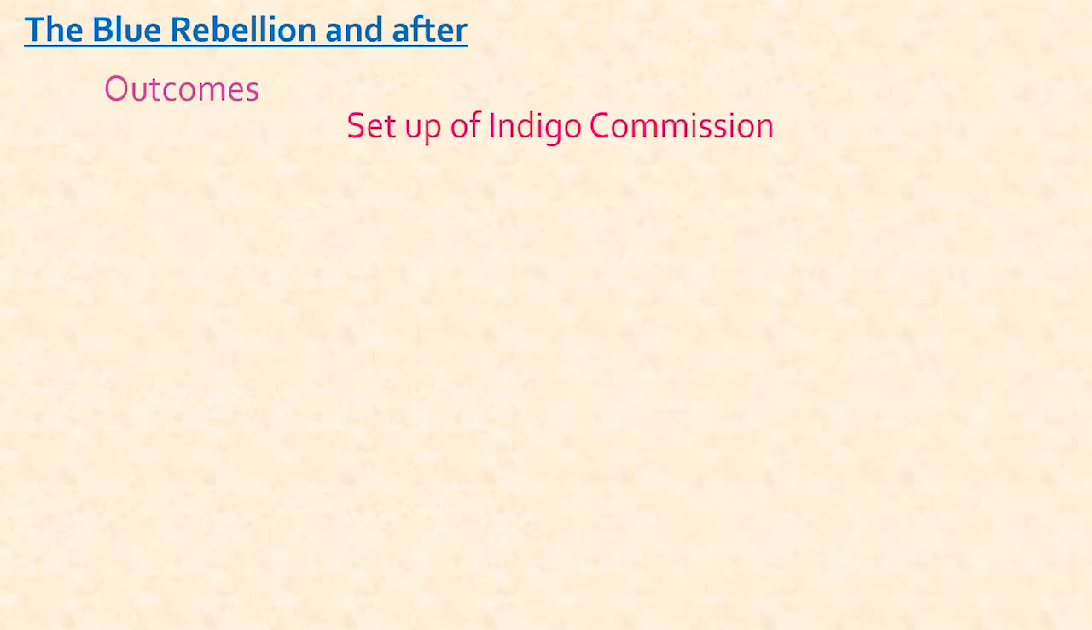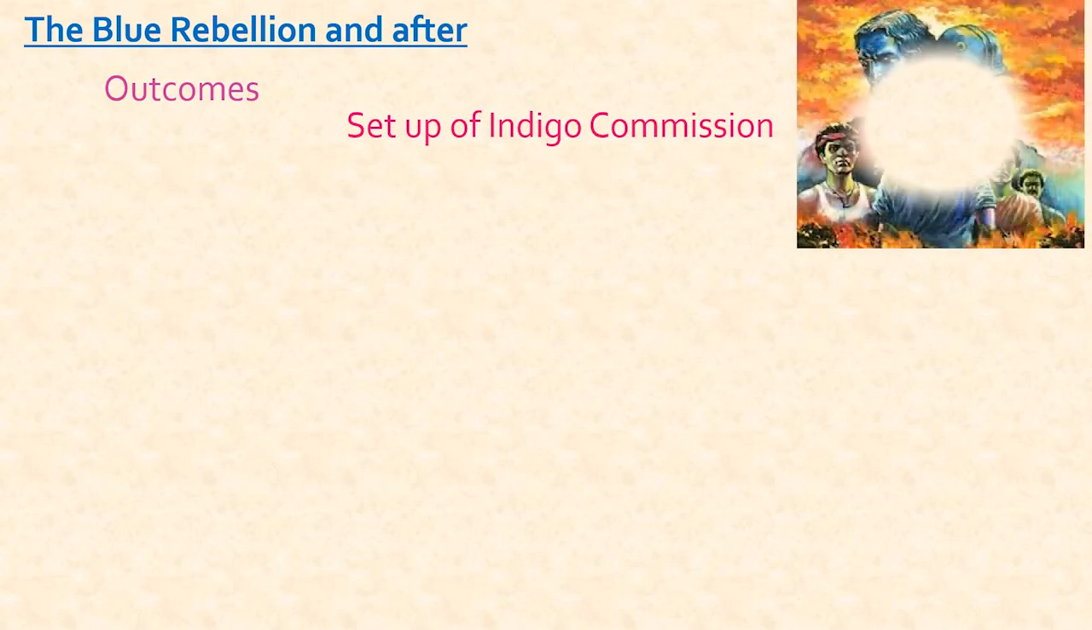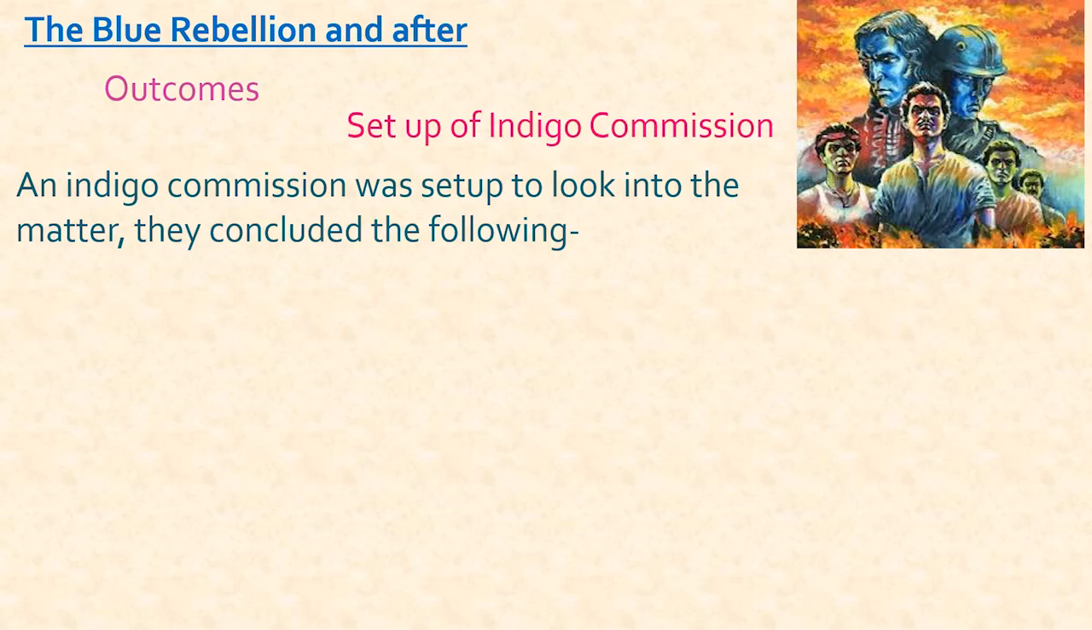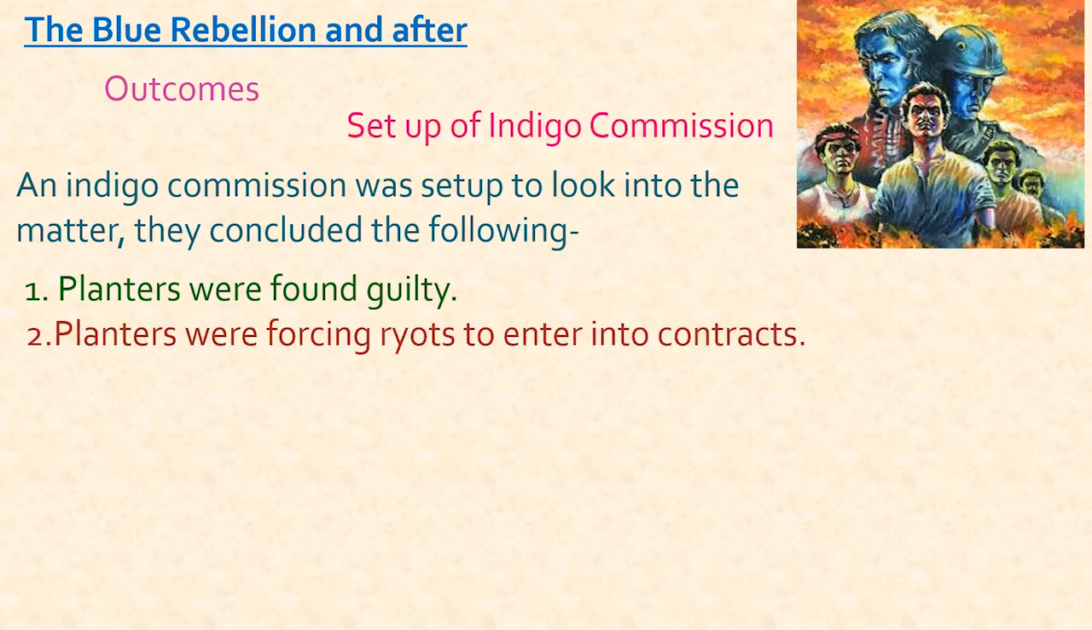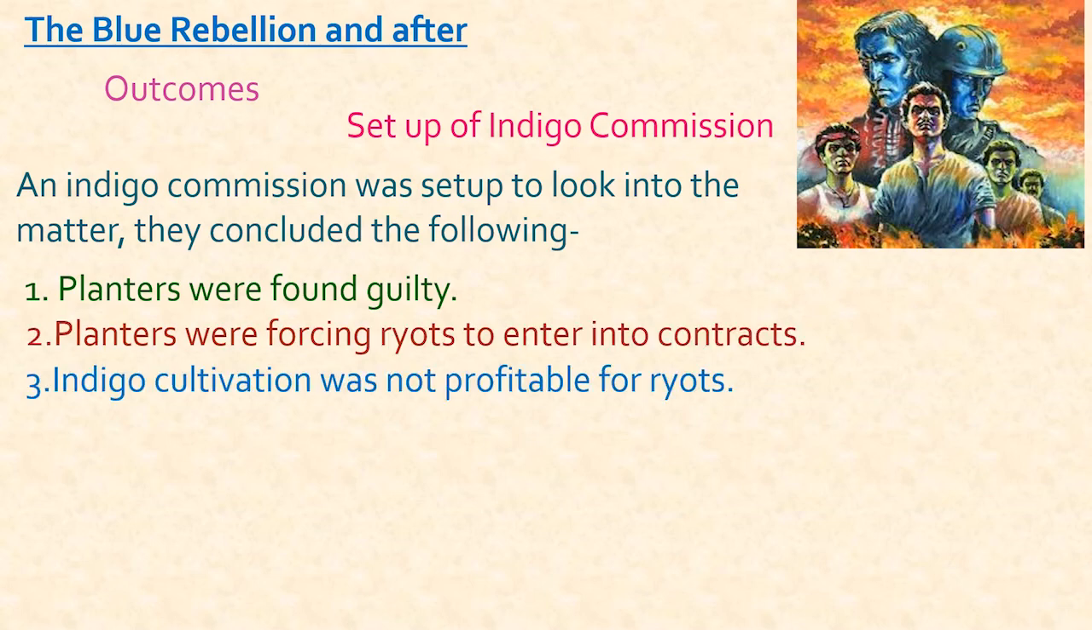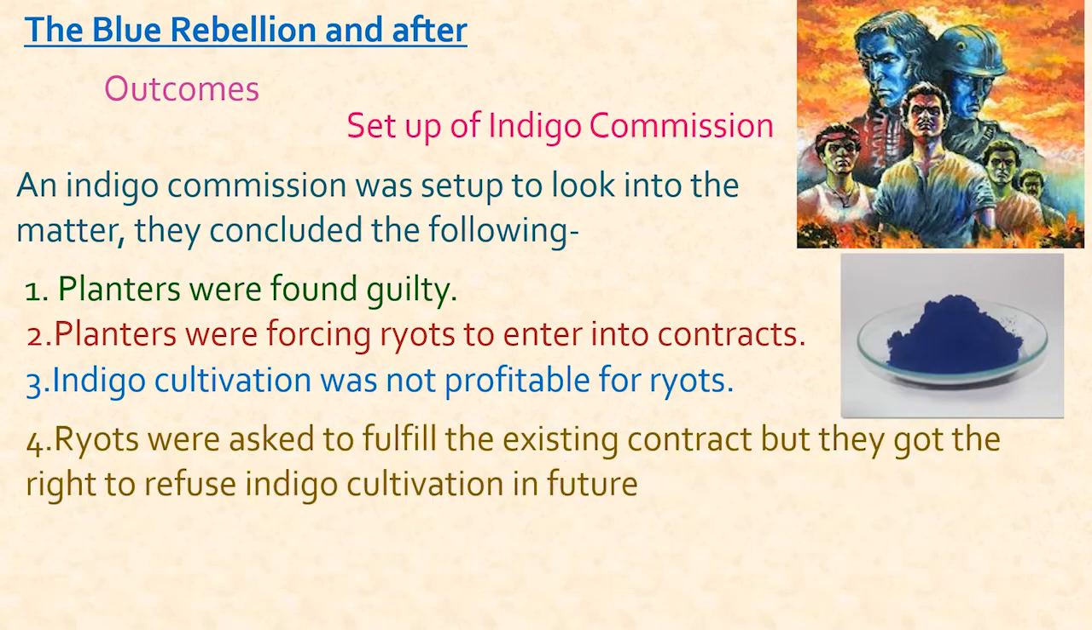The outcomes of the Indigo Rebellion. First, the setup of the Indigo Commission. An Indigo Commission was set up to look into the matters. They concluded the following. First, planters were found guilty. Planters were forcing ryots to enter into the contract for their own benefit. Indigo cultivation was not profitable for ryots. Ryots were asked to fulfill the existing contract, but they got the right to refuse indigo cultivation in future. But it became difficult for them to fulfill the present contract.